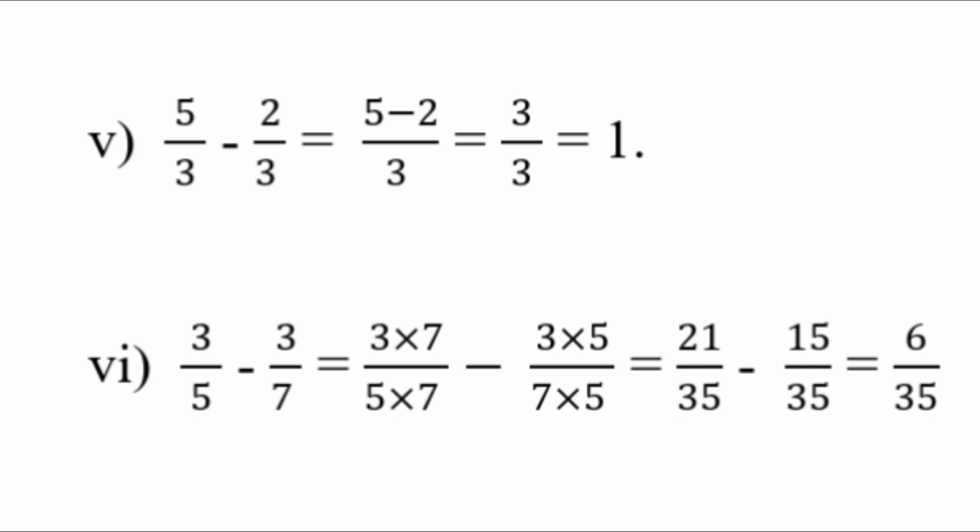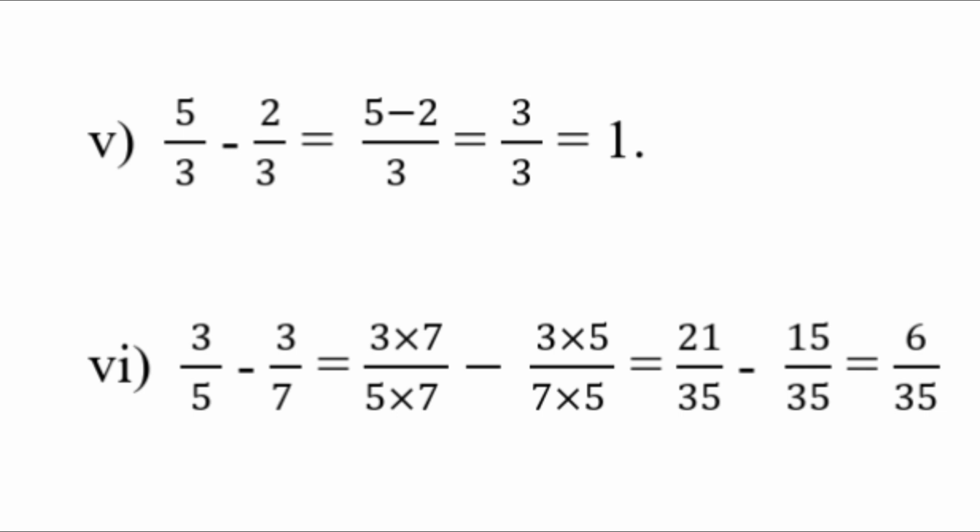Now the fifth one is subtraction. 5 by 3 minus 2 by 3. 3 is the denominator. Same denominator in both the fractions. Easily we can do the subtraction. That is 5 minus 2 is equal to 3. 3 by 3, which is equal to 1.